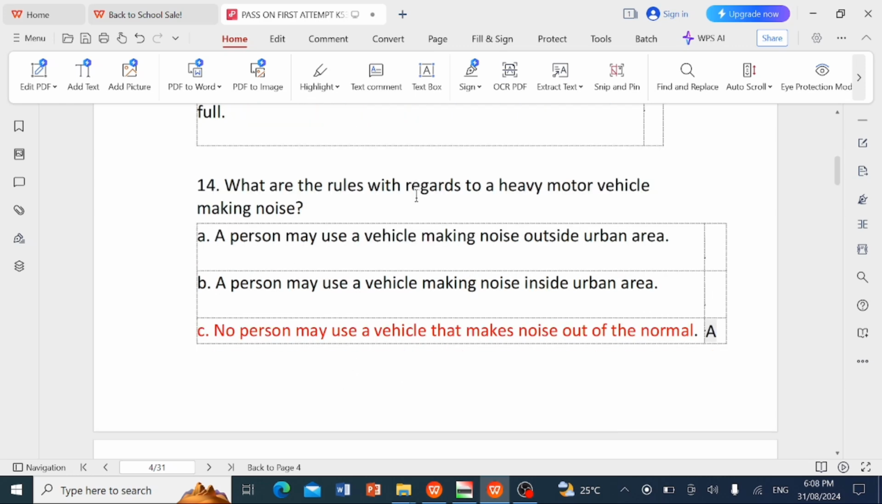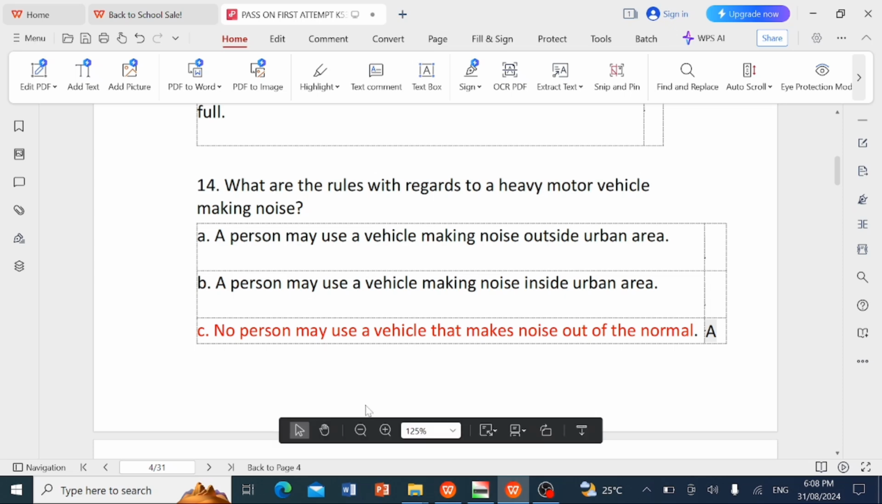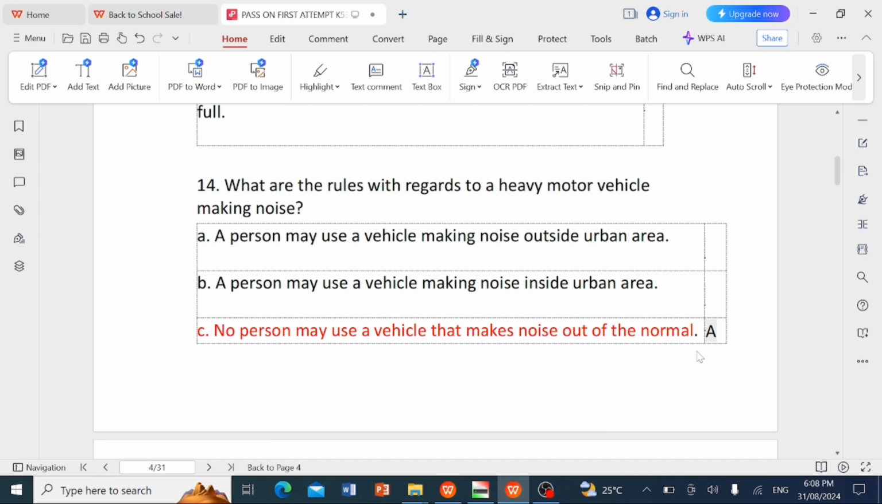What are the rules with regards to a heavy motor vehicle making noise? Option A, a person may use a vehicle making noise outside urban areas. B, a person may use a vehicle making noise inside urban areas. C, no person may use a vehicle that makes noise out of the normal. Okay, so there's a normal sound that a normal heavy vehicle should make. And any person that has a vehicle that makes a noise that's outside the normal, the noise that's outside the normal is the noise that can immediately disrupt everyone, right?